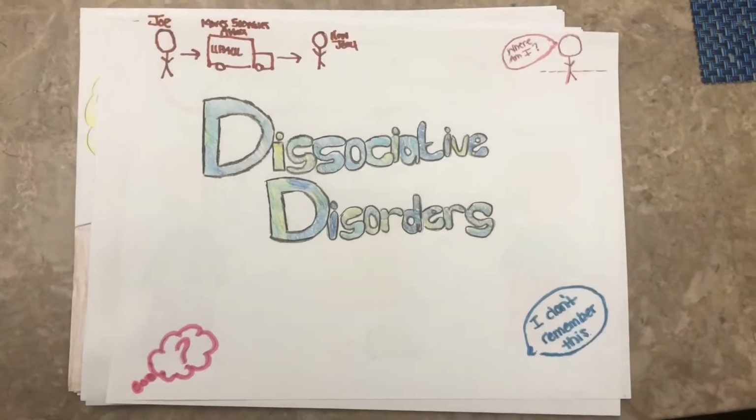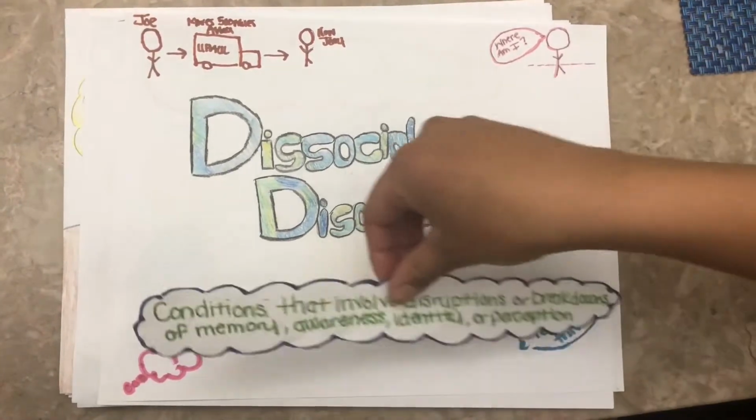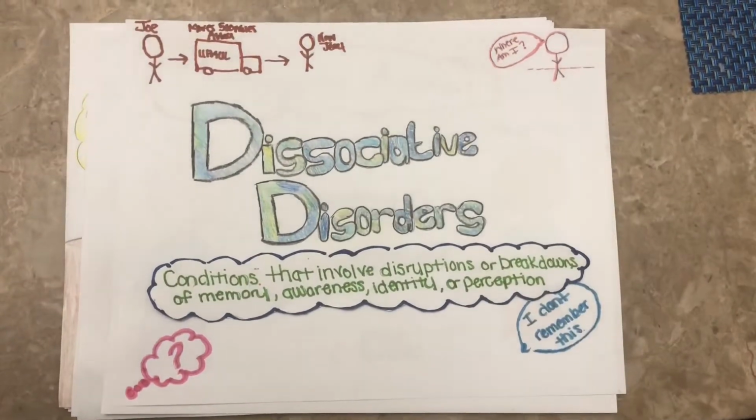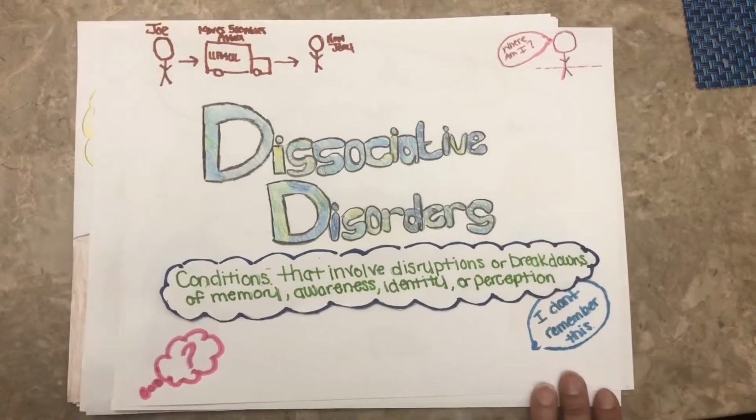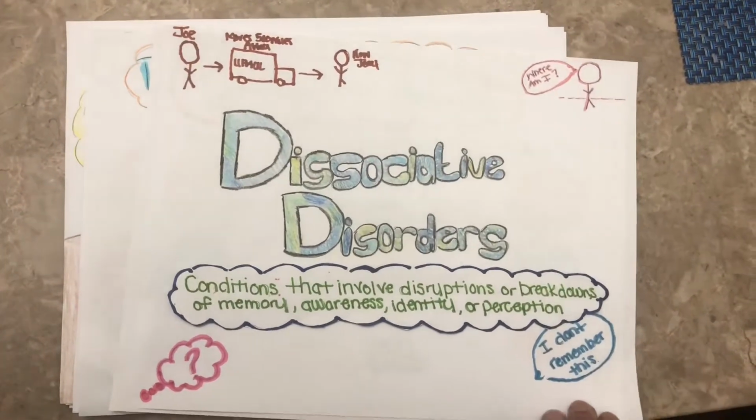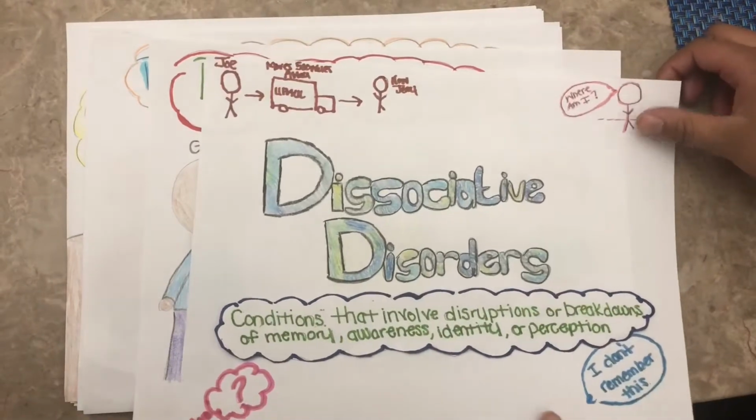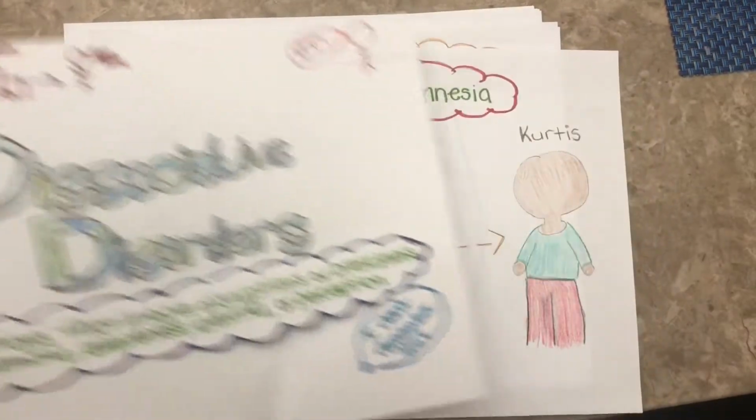They suffer from a dissociative disorder, or conditions that involve disruptions or breakdowns in memories, awareness, identity, or perception. There are three main types of dissociative disorder.